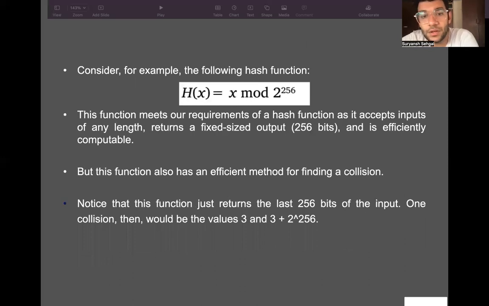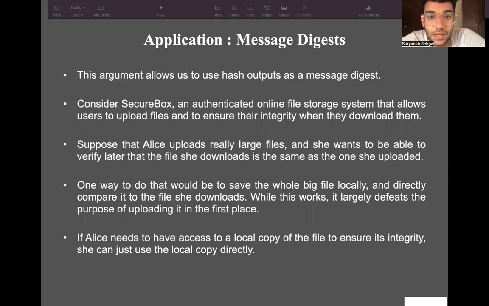Consider, for example, the following hash function: H(x) = x mod 2^256. This function meets the requirements of a hash function as it accepts inputs of any length, returns a fixed-size output of 256 bits, and is efficiently computable. But this function also has an efficient method for finding a collision. Notice that this function just returns the last 256 bits of the input. One collision would be the values 3 and 3 + 2^256.